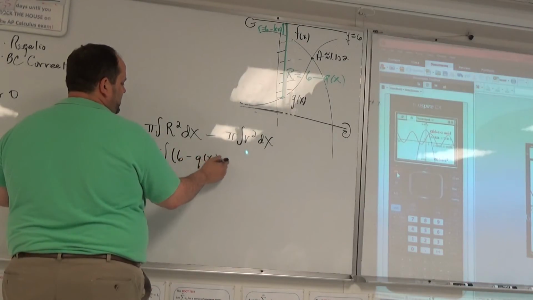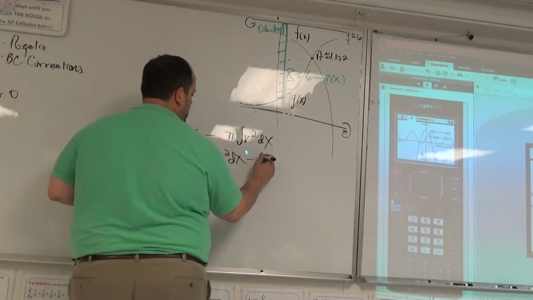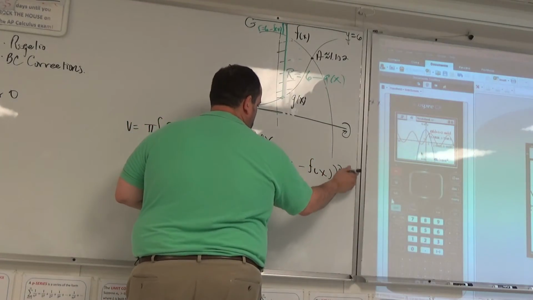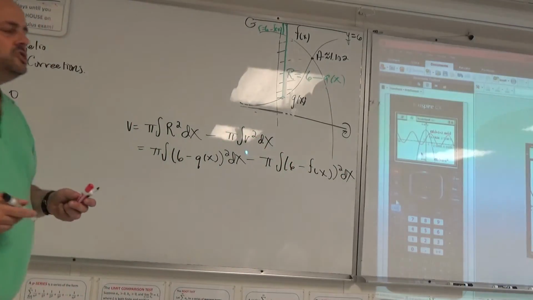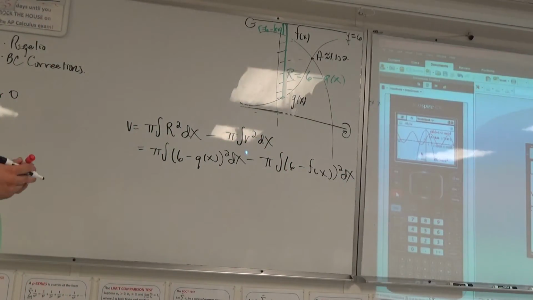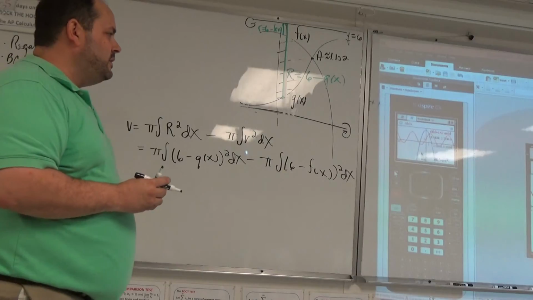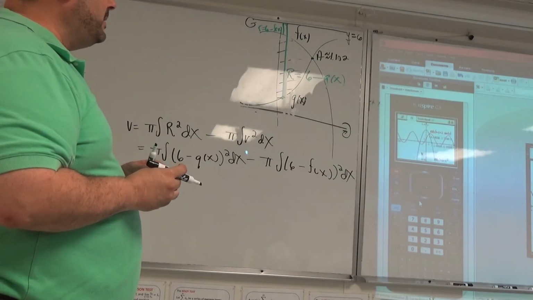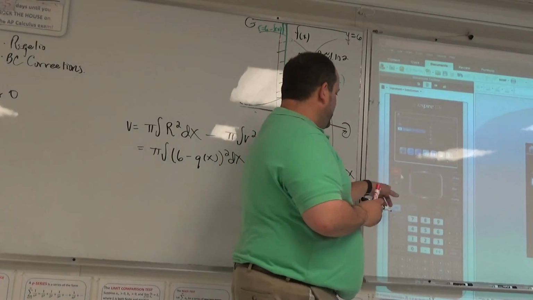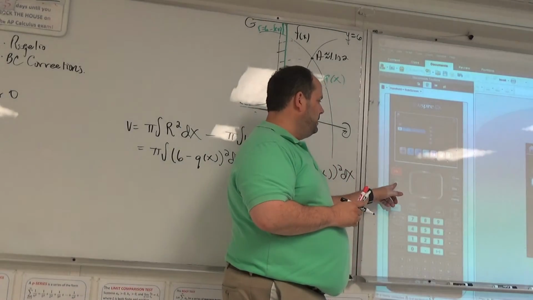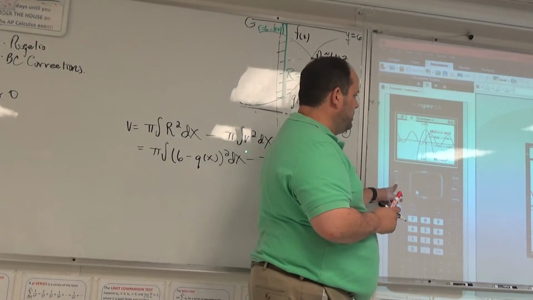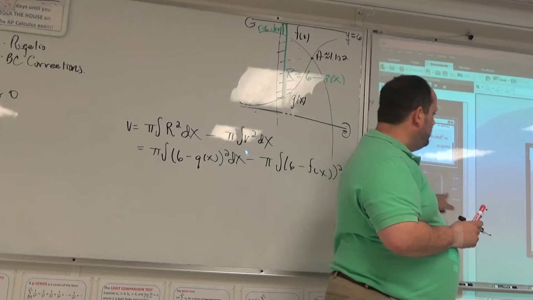6 minus g of x squared. Tab. Tab. Control and the left one. Wait, is it? I just tab. She's a new driver. You crash. Oh God, what are you doing? Get out of there. Get escape. No, you get that. Okay, click on this one. Okay, click on it again. There you go.